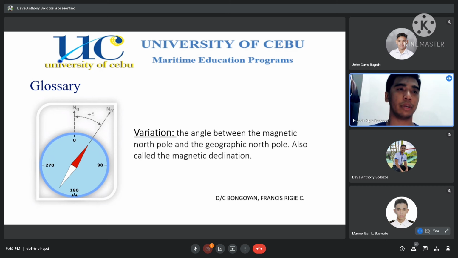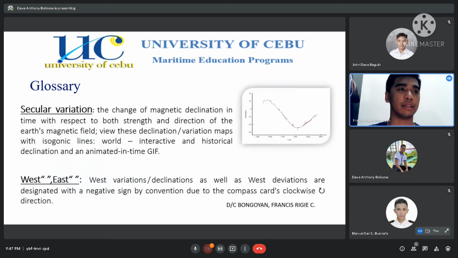On to the glossary, which are the common terms that we use in our topic. First is the variation: the angle between the magnetic North Pole and the geographic North Pole, also called the magnetic declination. Second is the secular variation: the change of the magnetic declination in time with respect to both strength and direction of the Earth's magnetic field. View this declination or variation maps with isogonic lines, world interactive and historical declination, and an animated in time GIF.